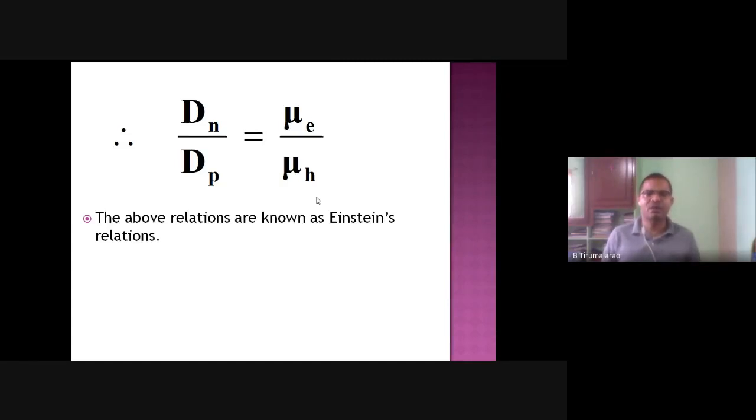How are these related? The ratio of the diffusion coefficient for electrons to the diffusion coefficient for holes is equal to the ratio of the mobility of electrons to the mobility of holes in the drift. So this relation is known as the Einstein relation.